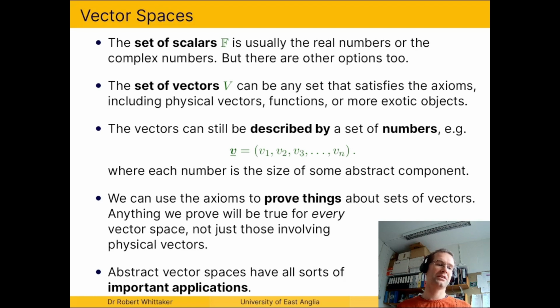The vectors that we write down can still usually be described by a set of numbers or components, and each of these components is the size of some sort of abstract component in the vector. And as I've already said, if we've got something that satisfies the axioms, we can use that to prove things about how vectors behave. Anything that we prove will be true for every vector space, not just those involving physical vectors. And these abstract vector spaces are really important, both in mathematics and in terms of various real-world applications, and we'll see some of those in a bit.